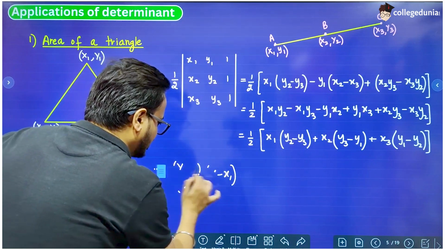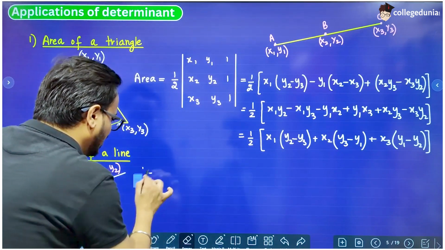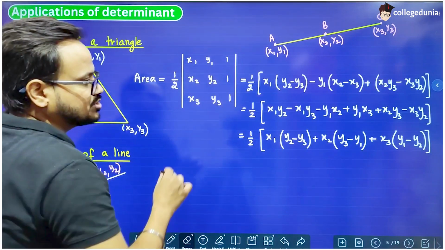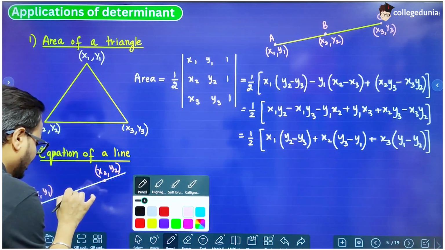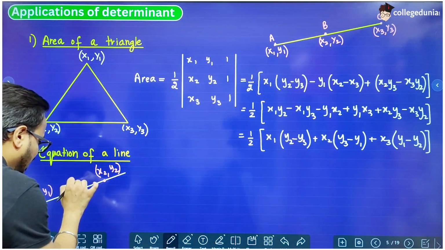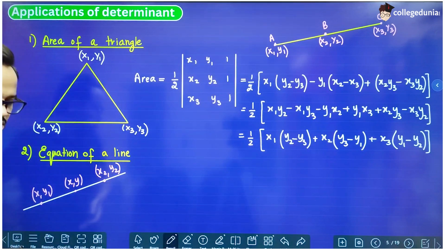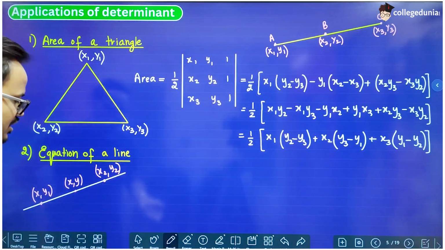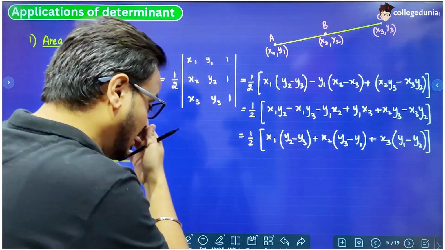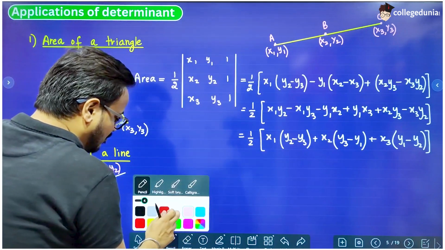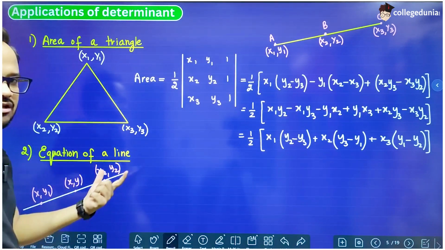But using determinants, how can we find the equation of a line which is passing through 2 points? We can find the equation using the concept of collinearity. Now let's take another point on this line, x comma y. X comma y is the point in terms of which this equation will come, because the equation will be in terms of x comma y, and x comma y is a general point which lies on this line, and every point lying on this line will satisfy the equation.